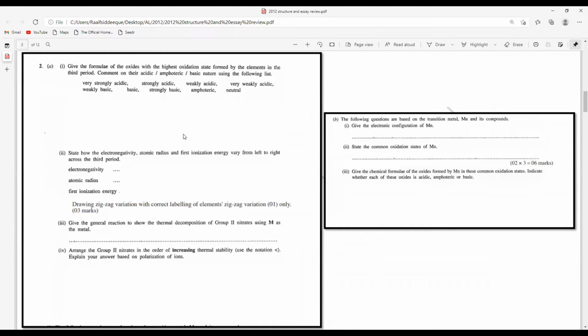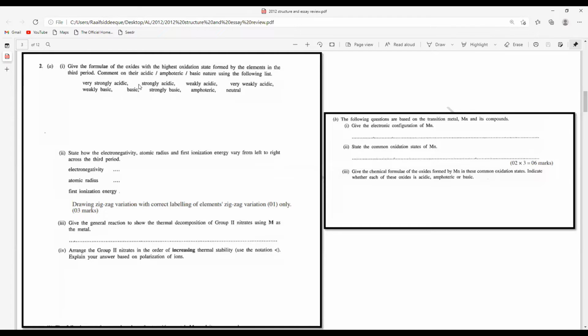Normally we don't study S block and P block separately, but in the period you need to know what the elements and their oxides are. Basically there can be many oxides, but in general what is the most abundant one, and how to classify them based on their acidity and basicity. So this question is based on the third period: sodium, magnesium, aluminium, silicon, phosphorus, sulfur, chlorine, argon. Based on that we have to comment on their acidic, amphoteric or basic nature.